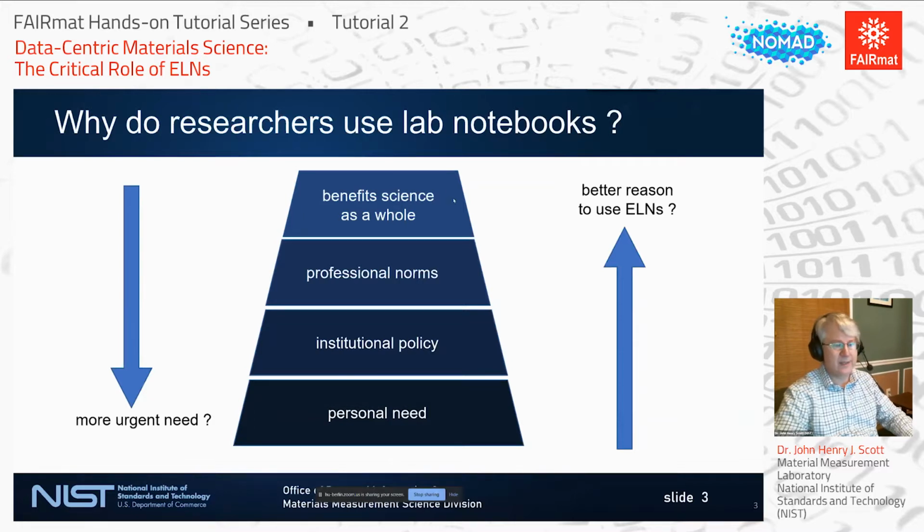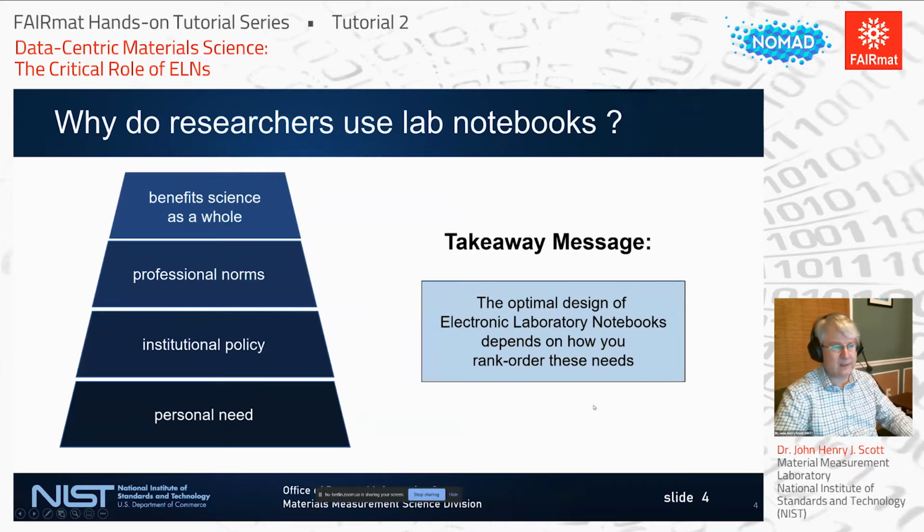And the arrows on the side highlight the fact that there's some tension in these needs. There are maybe better reasons for science as a whole, and they may be in conflict with the personal needs of the researcher. So one takeaway message early in the talk here is that if you're someone who's thinking about designing or architecting an electronic laboratory notebook system or laboratory information management system, how you design that system depends on how you rank order these needs and which of these you wish to emphasize. So take that into account, please, as you understand all the variety of tools and infrastructure that you may see.